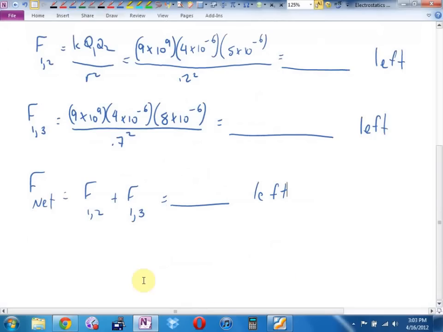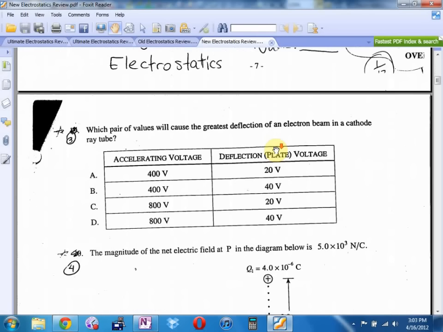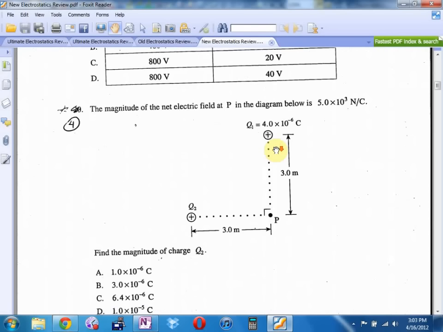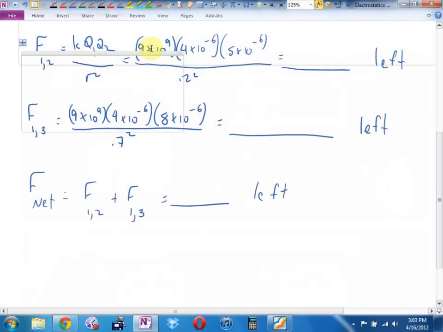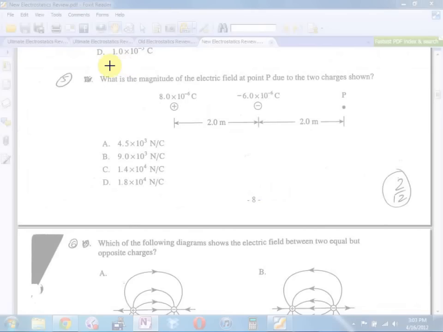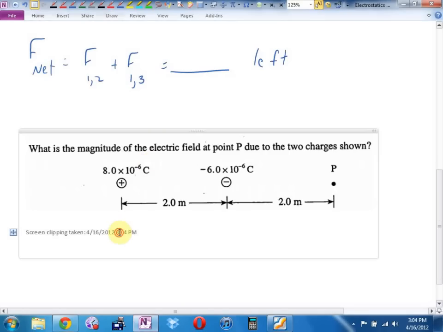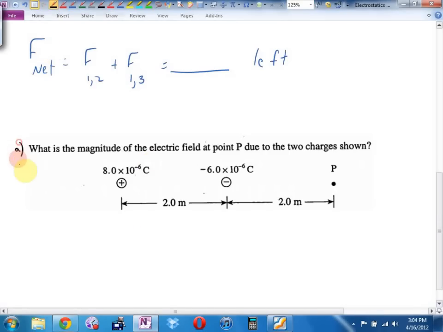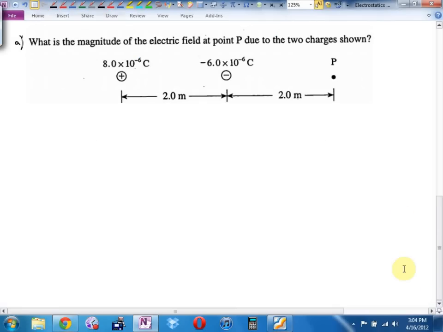Most of the time on the written, I'm going to give you two charges. Let me see if I can find a nice picture that has two charges in a nice straight line. Oh, sure, something like this. I'll even call this part A. So if I want you to find the magnitude of the electric field at point P.